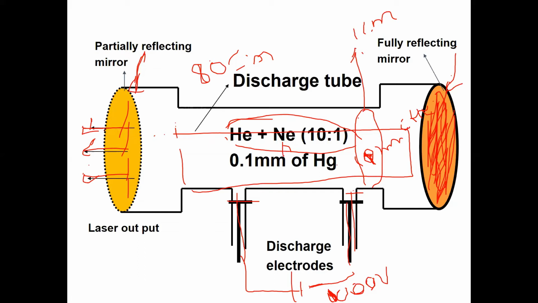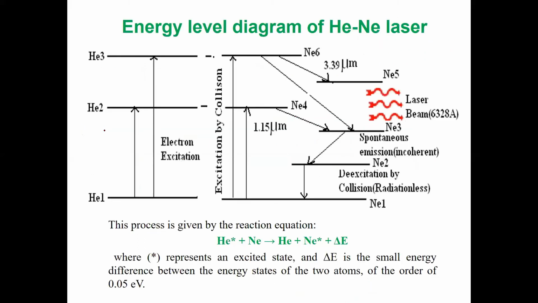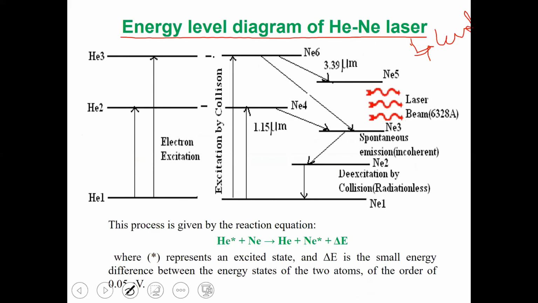Next, let us move on to the working: how it works and how the laser beam is produced. This is the energy level diagram of the helium neon gas laser. I already mentioned it is a four level laser system. Four level means four different energy levels: 1, 2, 3. Initially, we give an electrical discharge.